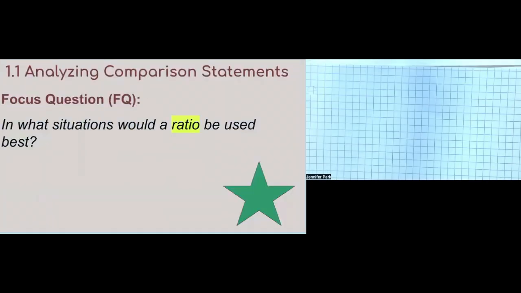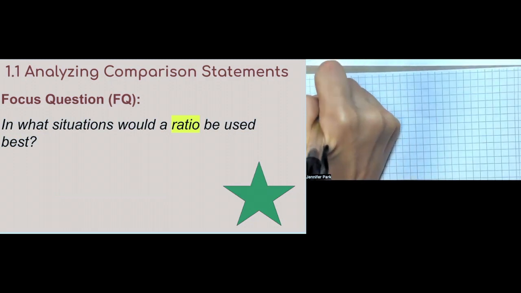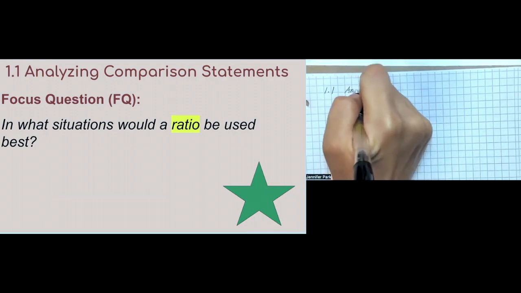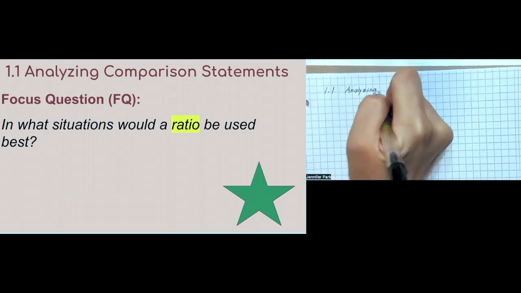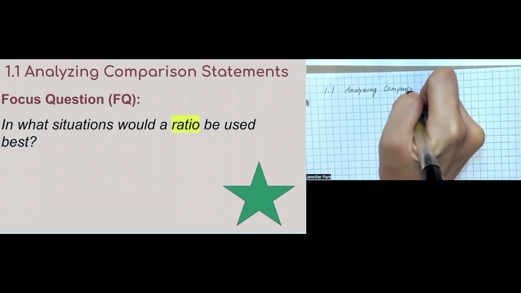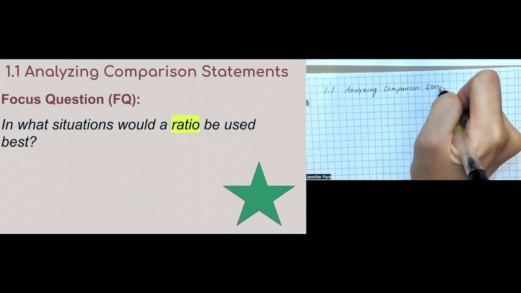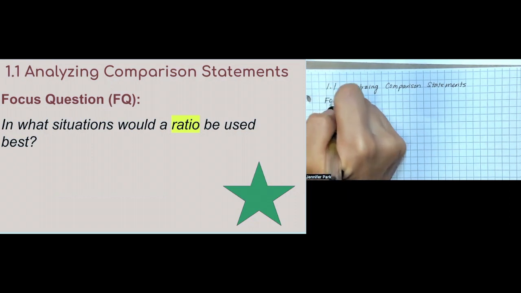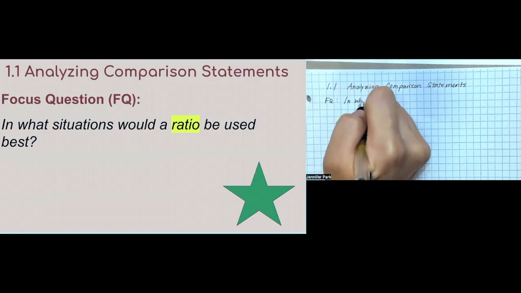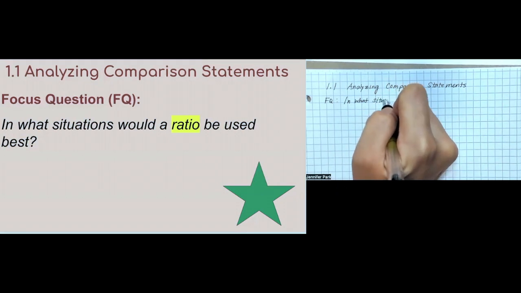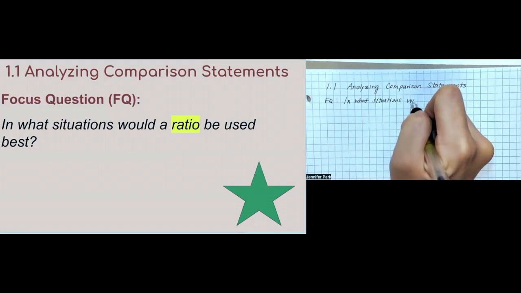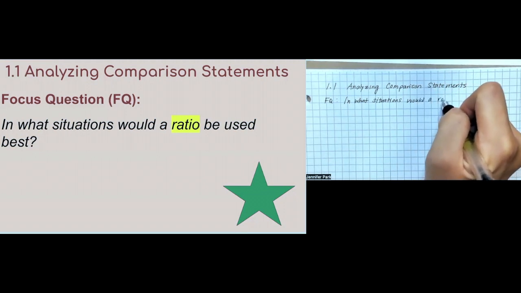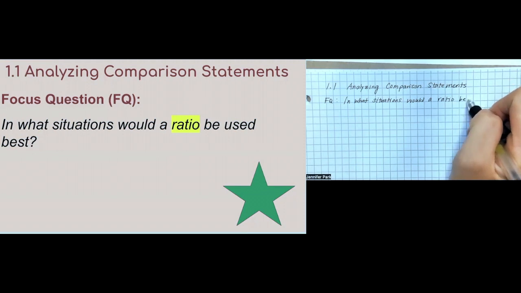All right, if you have done that, then we're going to start a new page in our notebook for our new unit. The lesson title, we're going to write it down together. It's going to be 1.1, Analyzing Comparison Statements. And then write down the focus question as well. In what situations would a ratio be used best?